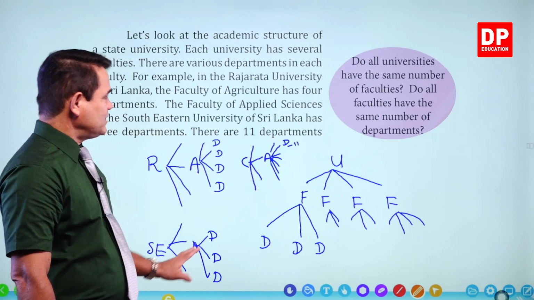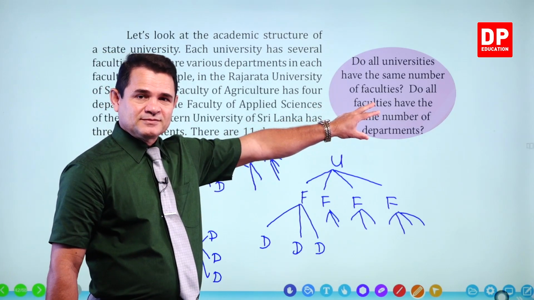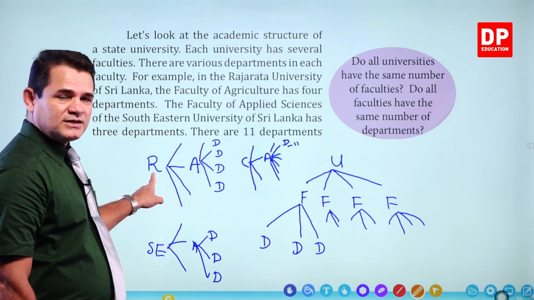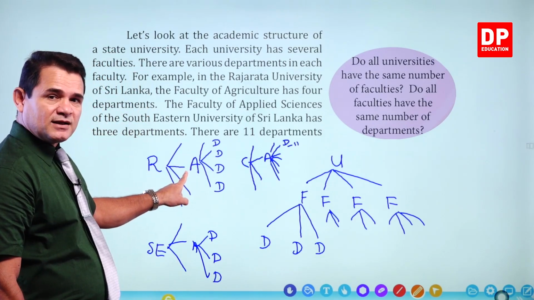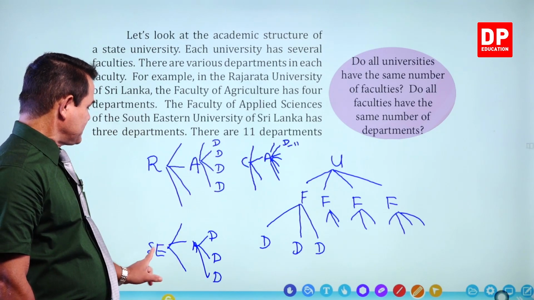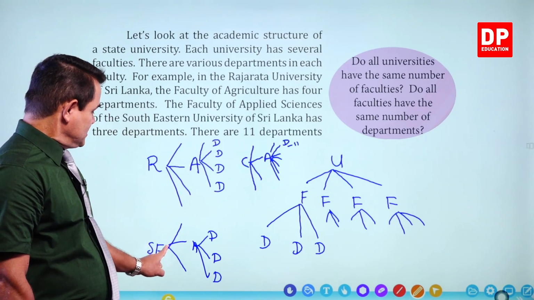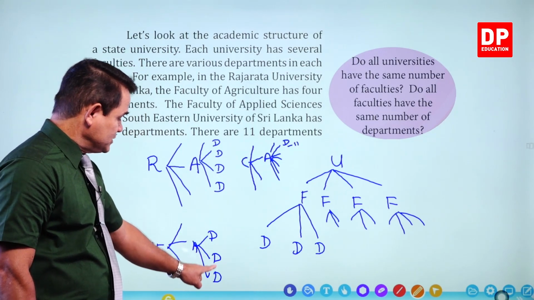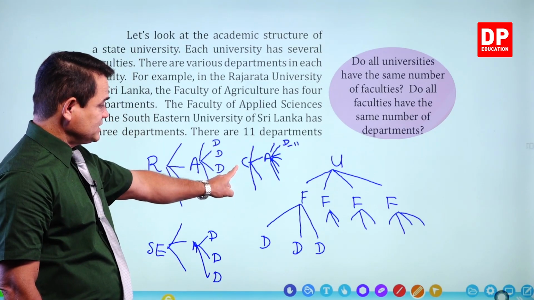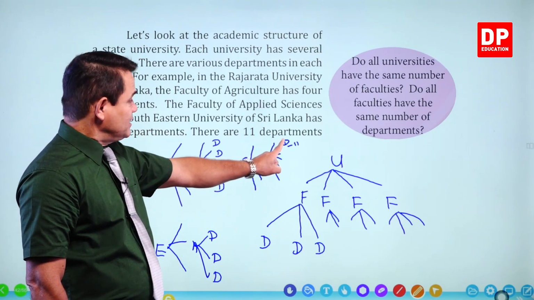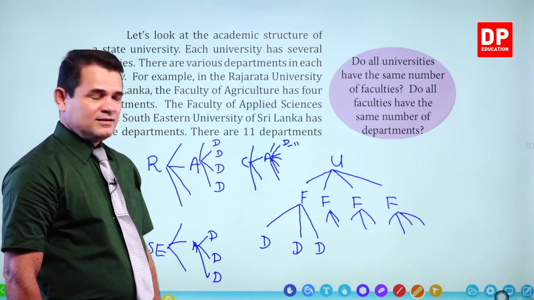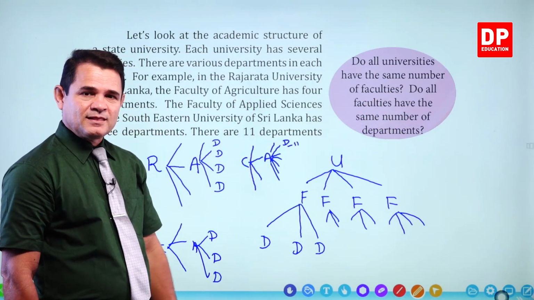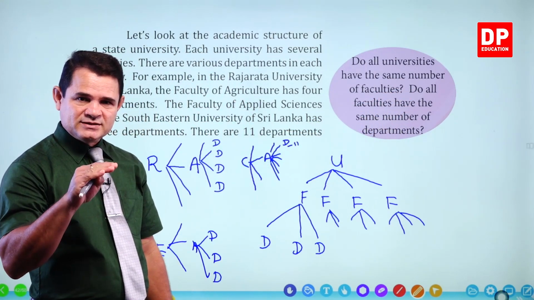Then when you look at this one also you can find the answer for this question. Now just have a look at this. Rajarata University agriculture faculty departments 4යි. South East University applied science faculty department 3යි. Colombo University arts faculty departments 11යි. දැන් අපේ question එක, do all universities have same number of faculties? හැම university එකම same number of faculties ද තියෙන්නේ?